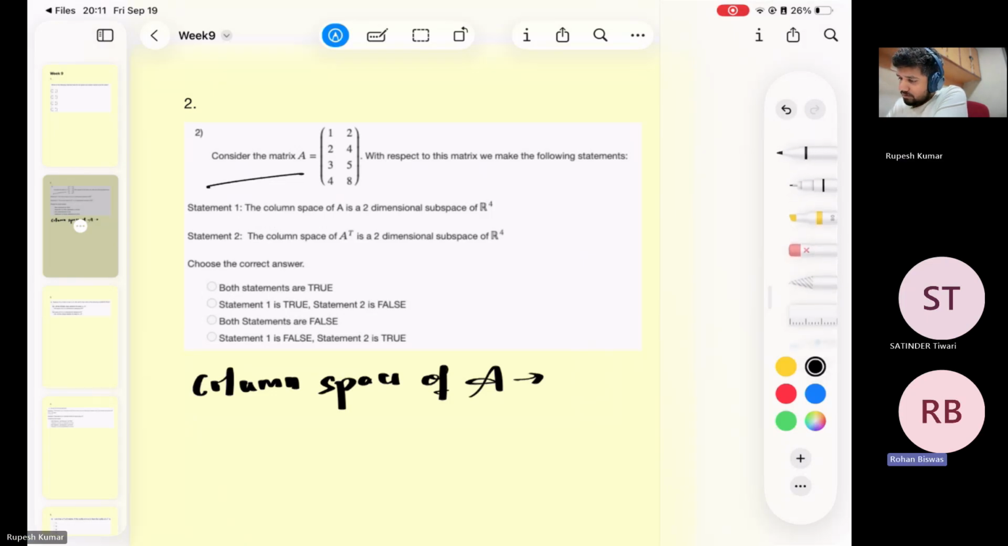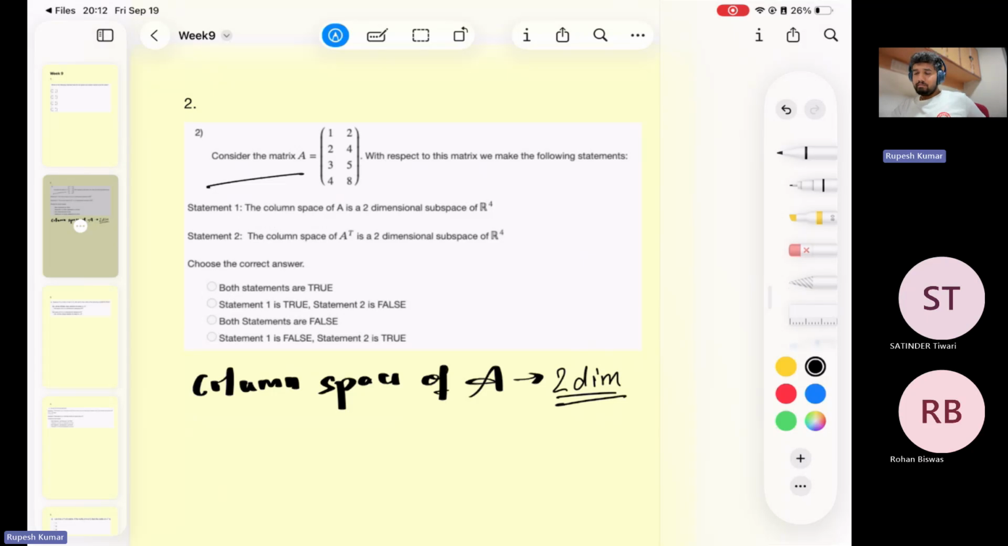Span of these two: a constant times (1, 2, 3, 4) plus a constant times (2, 4, 5, 8). So what is the dimensionality of that column space? It's 2. Yes, the column space is two-dimensional.